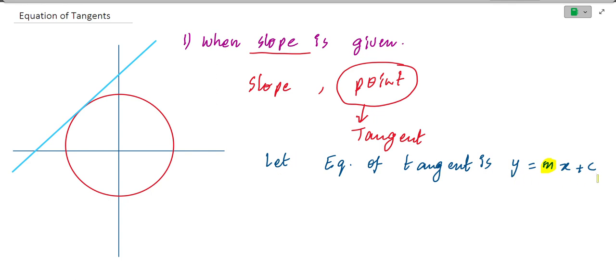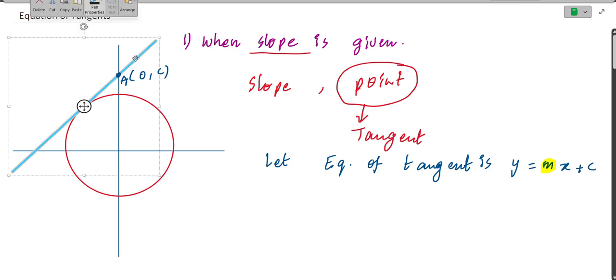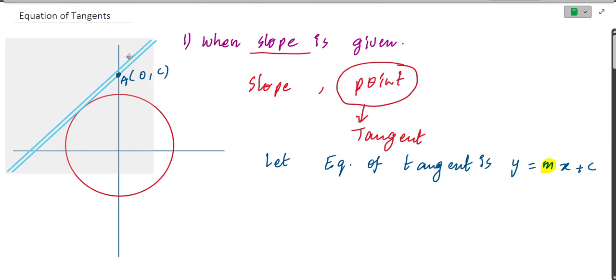C is a y-intercept of the straight line. Here you can observe the point that is the y-intercept of the straight line. I am naming this point as A, and it has the coordinates 0 comma c. If I move this straight line parallelly, the value of c is changing accordingly.